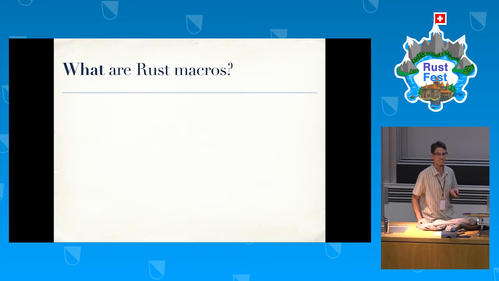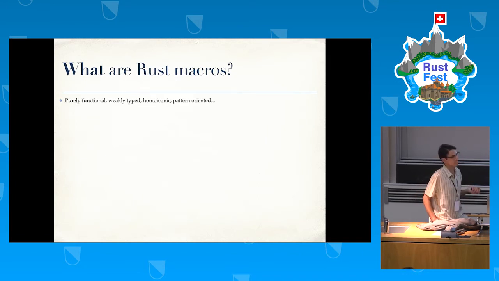Okay, so we just had a whole talk about this, but I'll go through real quickly what I think of as macros. So what if I told you I have a new language? It's a pure functional language, weak typing, homoiconic, it's mostly pattern matching. Okay, but this language is Rust macro rules.